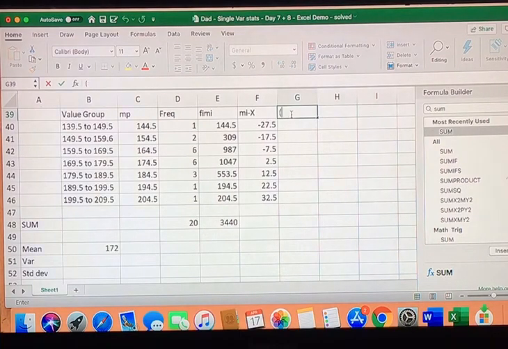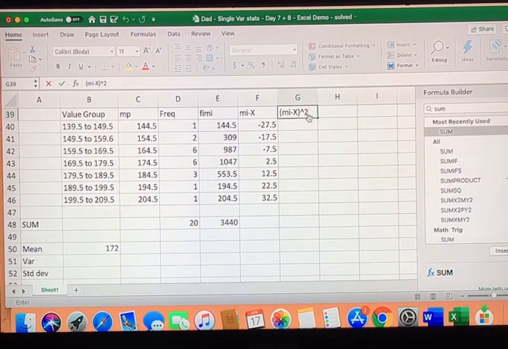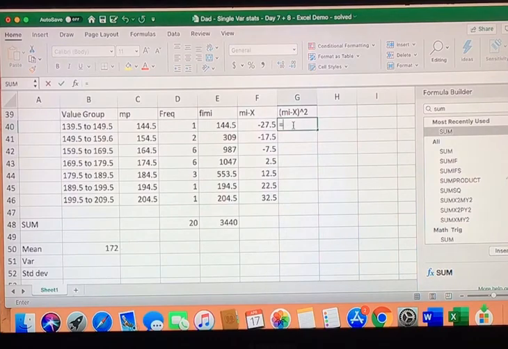Call it mi. Mi minus my mean. Again, I'm using a capital X for it. Close my bracket, and then I'm going to put hat 2, which is to the power of 2, which means I need to square it all. So I need to take this value here, and I need to square it in here. So I go equals, and I can make my formula two ways. I can either take this and multiply it by itself, or I can square it. So I'm going to go this, and then you use a little hat, which is above the number 6, and then 2. And that's going to square it.